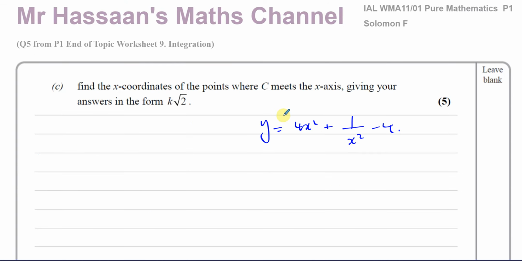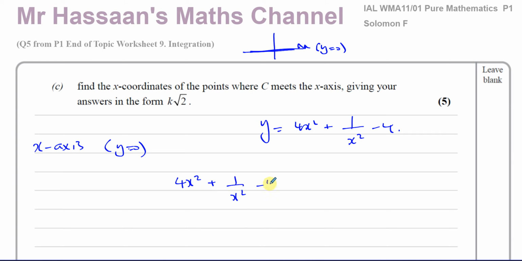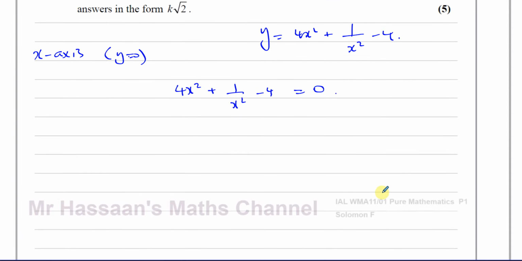Okay. Then part C says, find the x-coordinates of the points where C meets the x-axis. Now, something meets the x-axis when y equals 0, because that is the equation of the x-axis. The x-axis, everywhere on this line, y is 0. So if I take this equation and replace y with 0, I've got 4x squared plus 1 over x squared minus 4 equals 0.